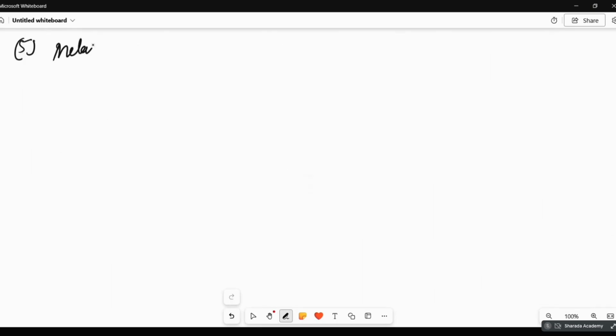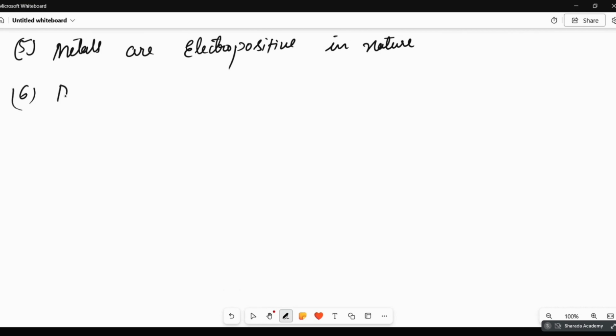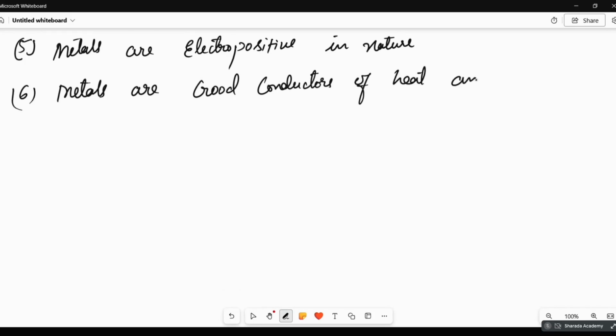Metals are electropositive in nature. Metals are good conductors of heat and electricity.